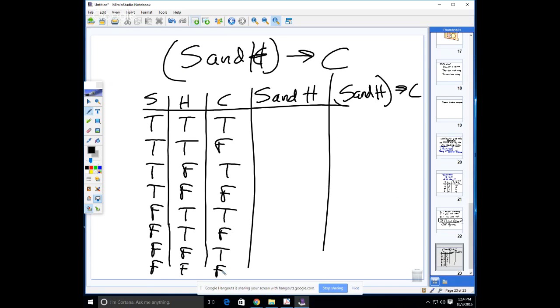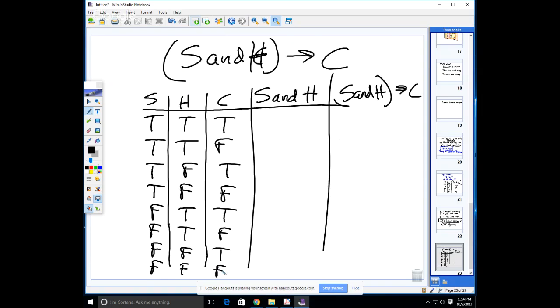So the pattern goes: this one alternates strictly, this one alternates in pairs, and then we double, this one alternates in fours. If there was a fourth thing, what do you think it would alternate as?